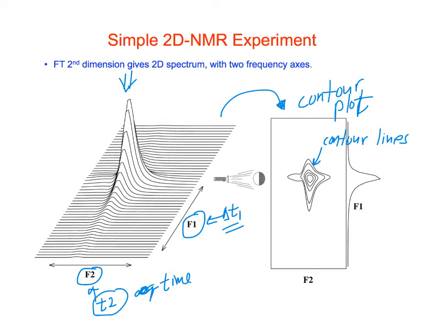Right? If you did it this way, you'd see something similar as well. And so the tip of the peak is right where these two meet at the top of the peak. Okay, so this spectrum over here is called a projection.